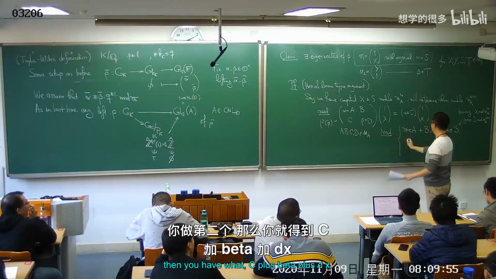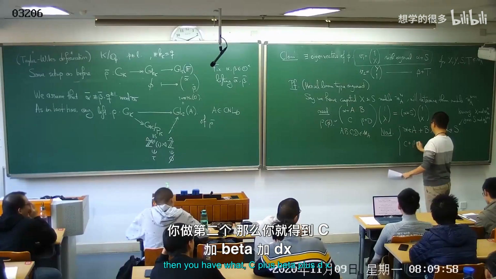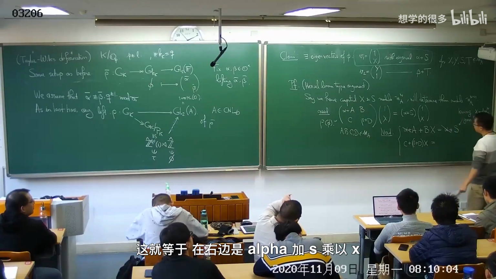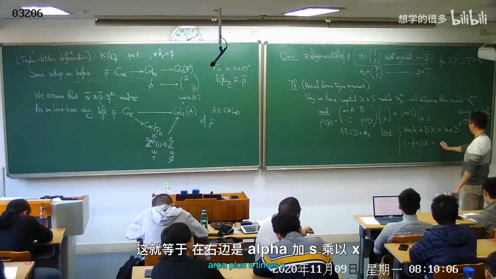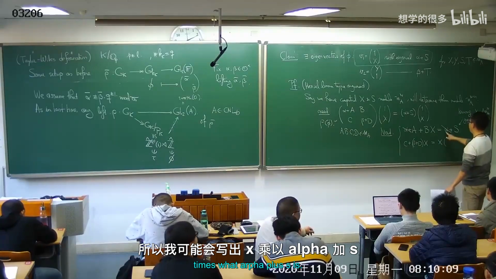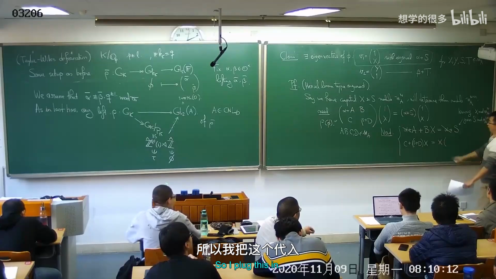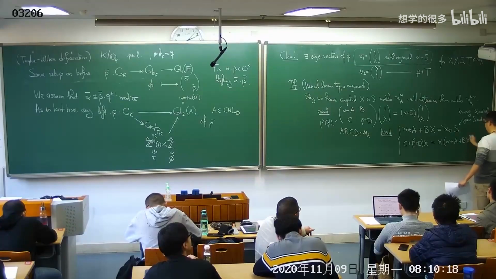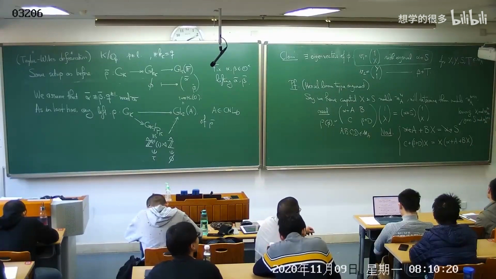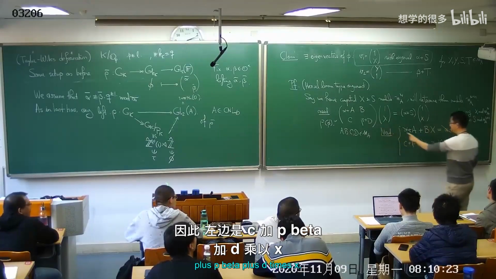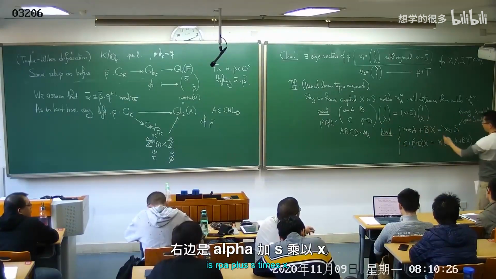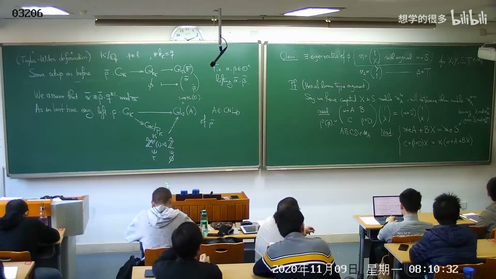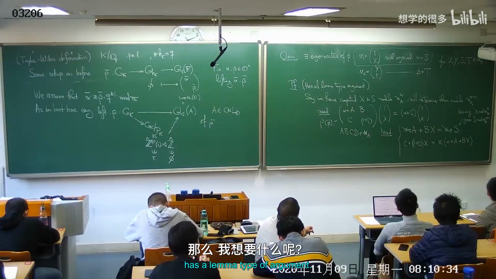Once you have this, you do the second one. Then you have c plus beta plus d x equal to, on the right hand side, alpha plus s times x. So I'll write x times what alpha plus s is. I plug this in, so this is alpha plus a plus bx. The left hand side is c plus beta plus d times x, and the right hand side is alpha plus s times x. But alpha plus s by the first equality equals alpha plus a plus bx.